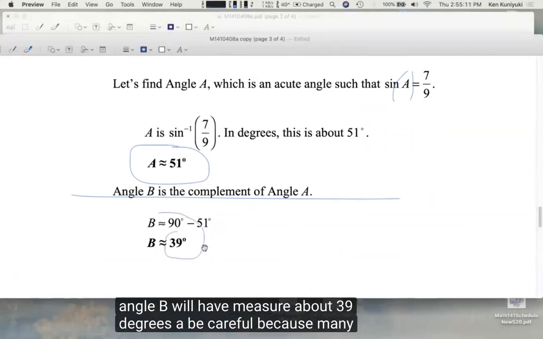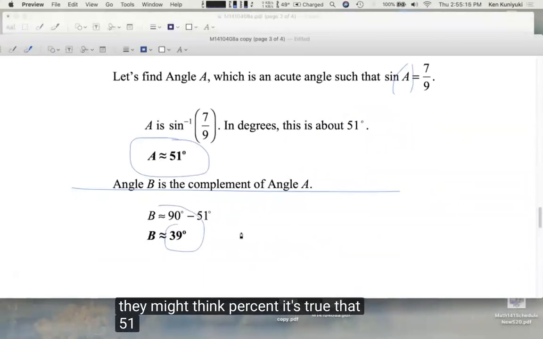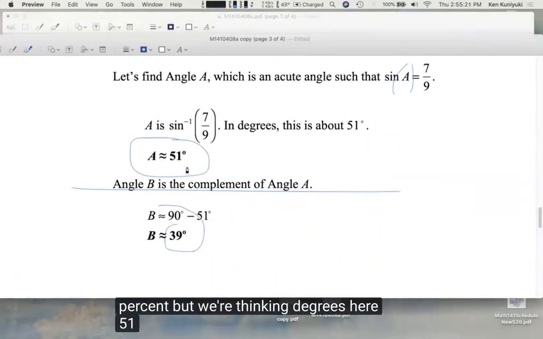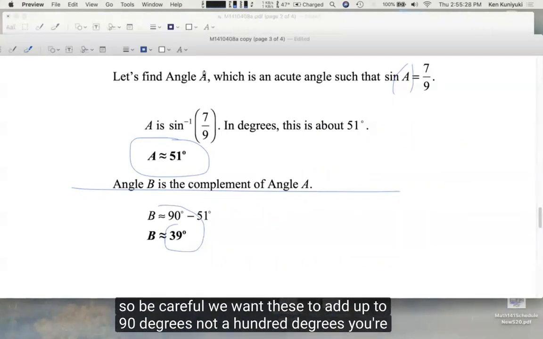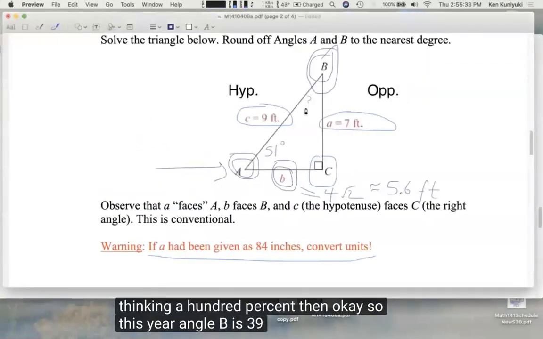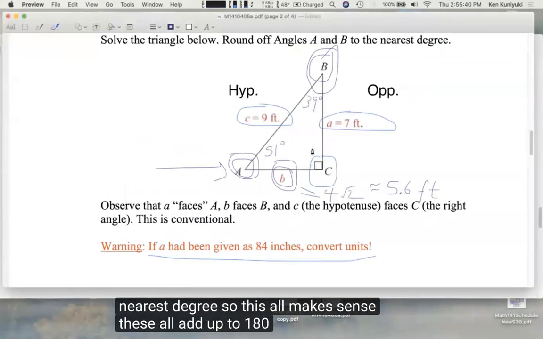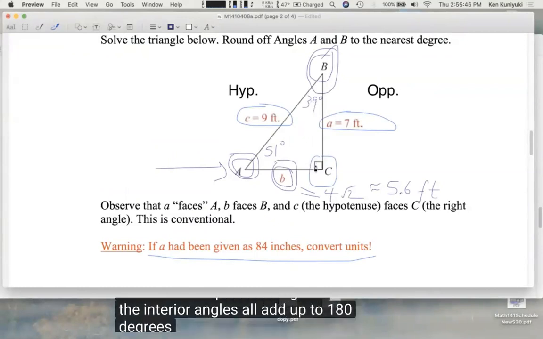Be careful because many students might say 49 degrees because they might think percent. It's true that 51% plus 49% is 100%, but we're thinking degrees here. 51 degrees plus 39 degrees is 90 degrees. So be careful. We want these to add up to 90 degrees, not 100 degrees. You're thinking 100% then. Okay, so this here, angle B is 39 degrees to the nearest degree. So this all makes sense. These all add up to 180 degrees. The interior angles all add up to 180 degrees.